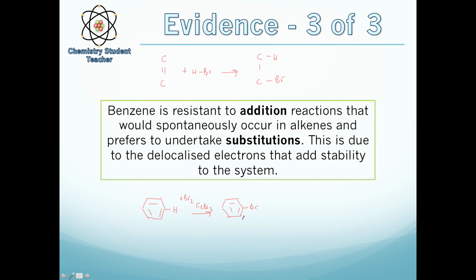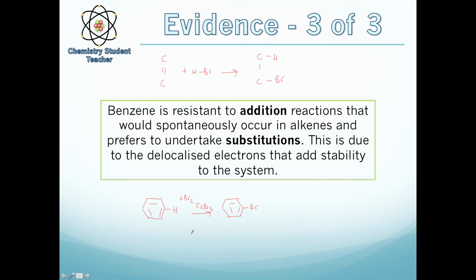Now the reason why it doesn't do addition reactions is because this delocalized pi system is very, very stable, as we established in the previous slide. And because it's so stable, it wants to reform it. Obviously, to react it, it's got to break this pi system, which, if you watch another video that I'm about to put on the next slide, will show you how the pi system is broken. But it likes to reform it because it's just a lot more stable.